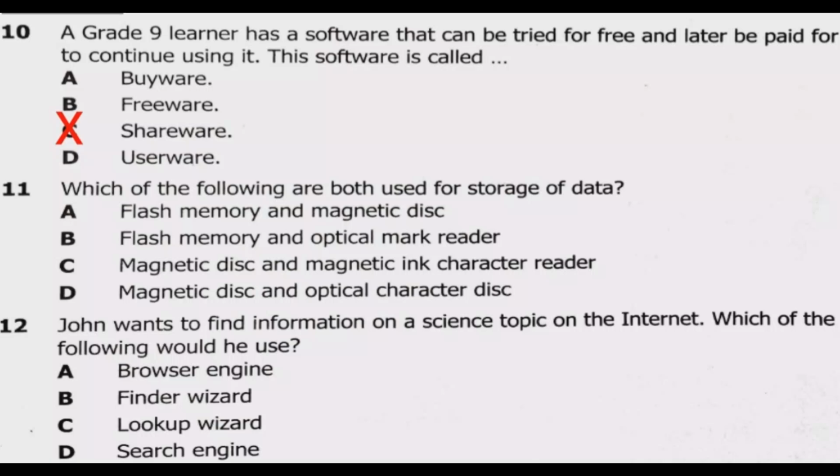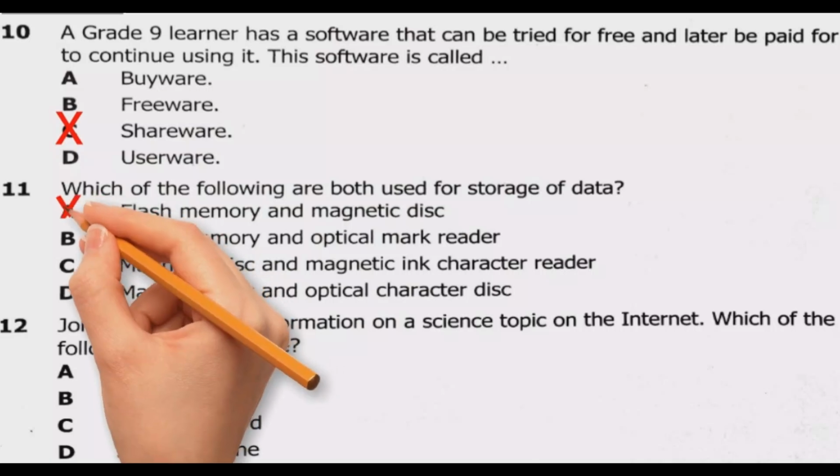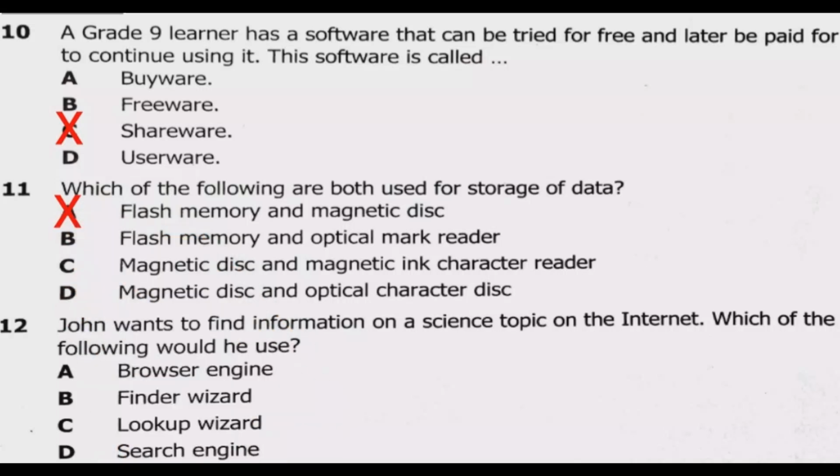B, flash memory and optical mark reader. C, magnetic disk and magnetic ink collector reader. D, magnetic disk and optical collector disk. The correct answer is A, flash memory and magnetic disk.